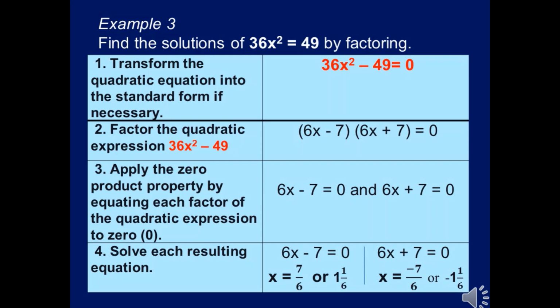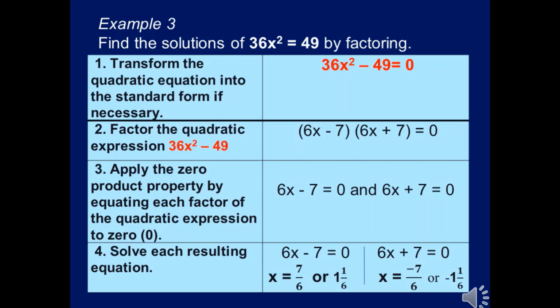Okay, so the factored form is the quantity 6x minus 7 times the quantity 6x plus 7 equals 0. By applying the zero product property, we have 6x minus 7 equals 0 and 6x plus 7 equals 0. Okay, so we're now ready to solve for the values of x.